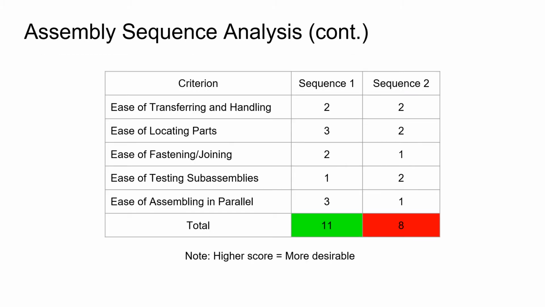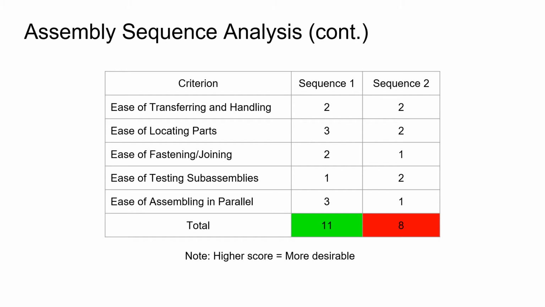The two assembly sequences were then ranked on a scale from 1 to 3 according to the criteria in the leftmost column of the table: ease of transferring and handling, ease of locating parts, ease of fastening and joining, ease of testing subassemblies, and ease of assembling in parallel. Note that a higher score represents a more desirable assembly in terms of that particular criterion. After the individual scores were added, we found that sequence 1 is better in terms of the 5 criteria listed in the table.